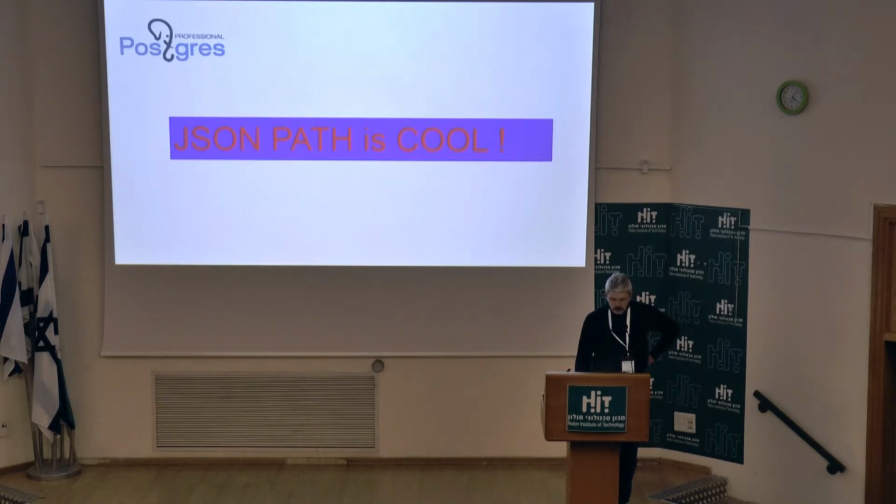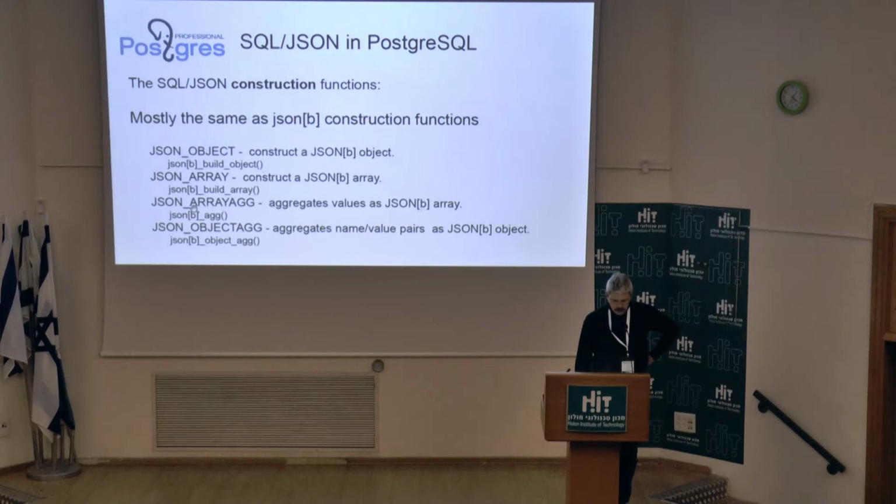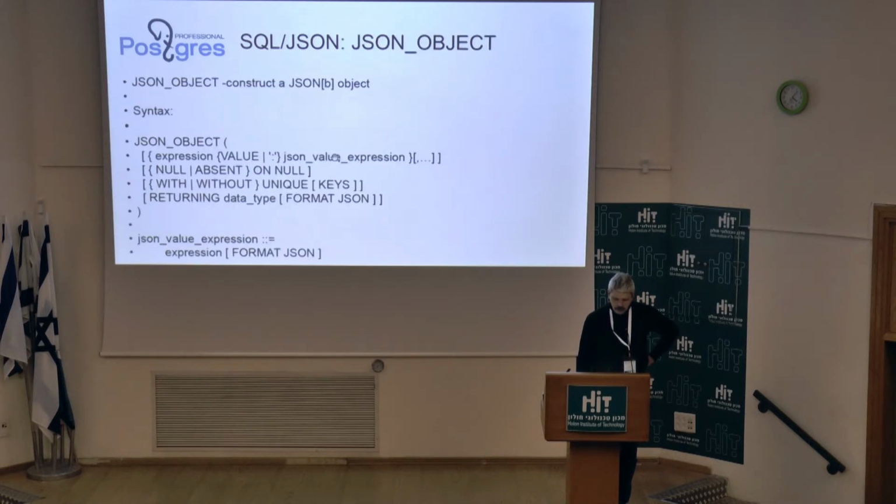Okay, so we decided that we can work with JSON path, and in future it will replace JS query. So what is done in Postgres? JSON path is not the only feature of the SQL standard. Of course, there are also constructors for JSON objects in the standard, and there are aggregates, which are similar to existing JSON aggregates. Okay, that's good.